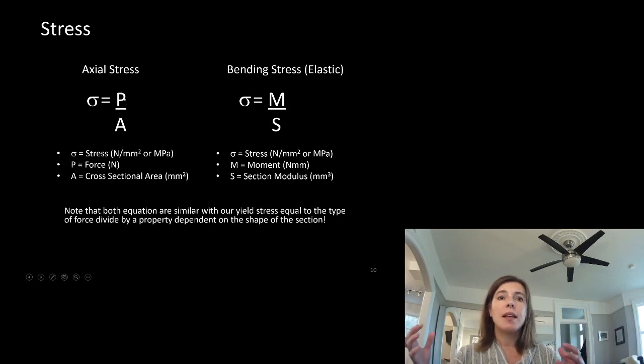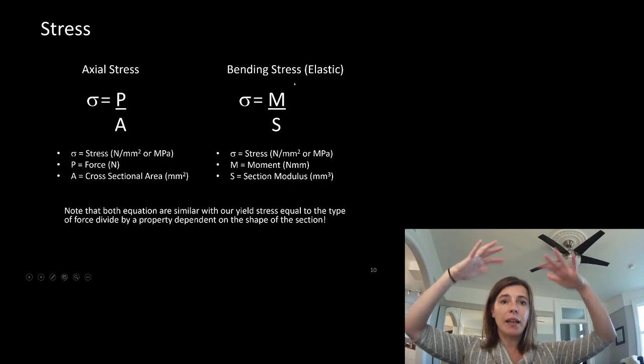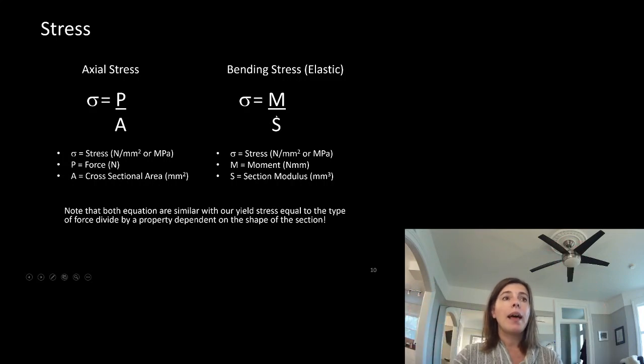Force is the load that we can calculate, and area was a property of the shape. So, the cross-sectional area. Bending stress: stress equals moment divided by S. Well, moment is something that we can calculate as an applied load, and S is a placeholder that has to do with the shape. So these two equations look very similar.